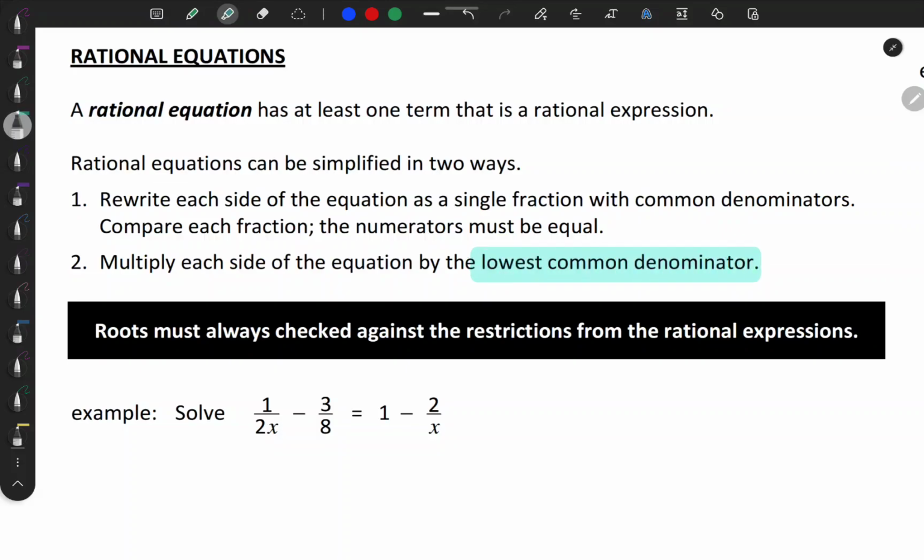Regardless of which method you pick, when you find an answer, your solution or root must always be checked against the original restrictions of the rational expression. Let's take a look at an example.